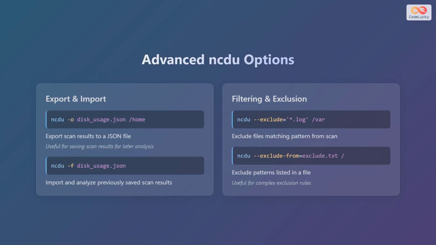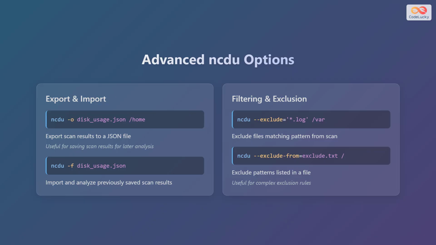ncdu offers advanced options for exporting, importing, filtering, and exclusion. To export scan results to a JSON file, use the command ncdu -o disk_usage.json /home. This is useful for saving scan results for later analysis.